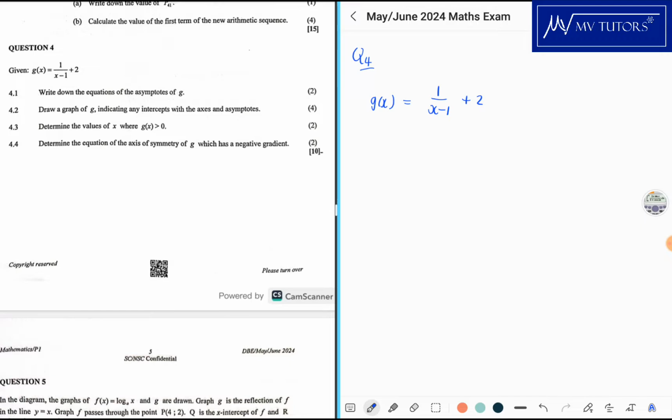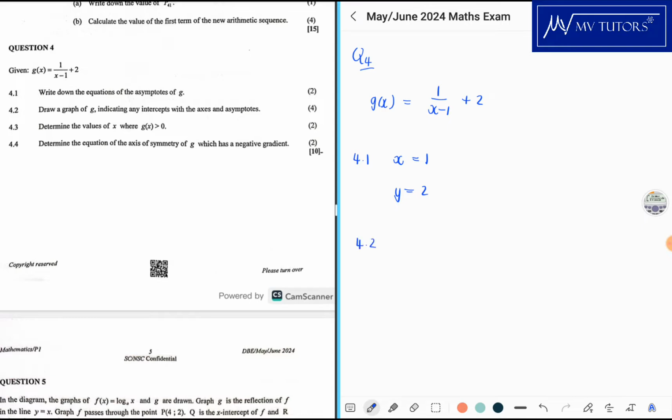All right, so we have a hyperbola, okay? And we can see it has been shifted 1 unit to the right and 2 units up from the origin. Now, 4.1 says, write down the equations of the asymptotes of g. So basically, how has it been shifted horizontally? It has been shifted 1 unit to the right, so x is equal to 1. And how has it been shifted vertically? It has been shifted 2 units up, so y is equal to 2.